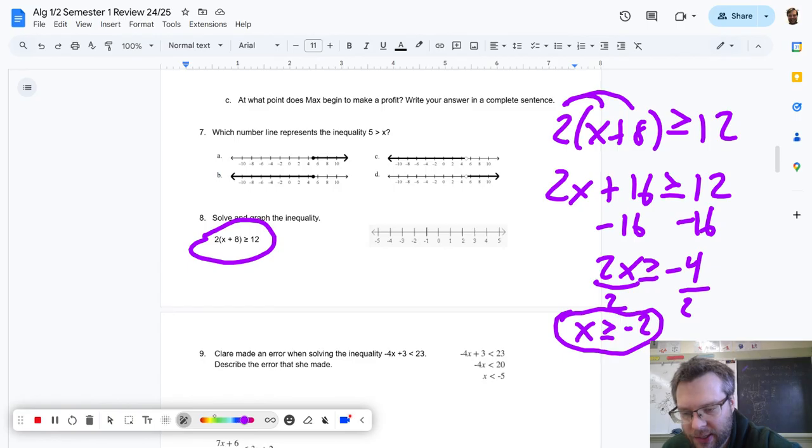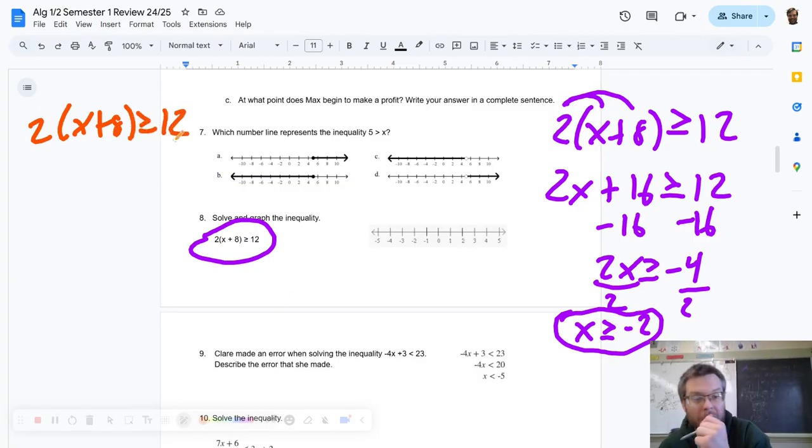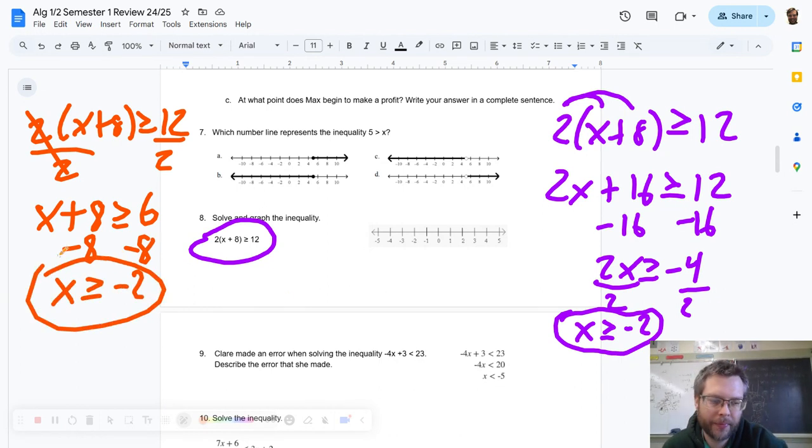Here's solving that exact same problem, just a slightly different way. A 2 in front of the parentheses means it's multiplied by 2. And we get rid of multiplying by dividing by 2. So let's divide both sides by 2 first, and we get x plus 8 is greater than or equal to 6. Then the opposite of plus 8 is minus 8, so x is greater than or equal to -2.